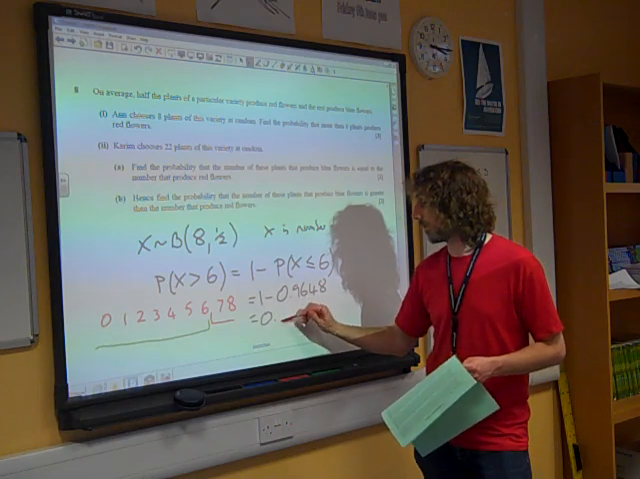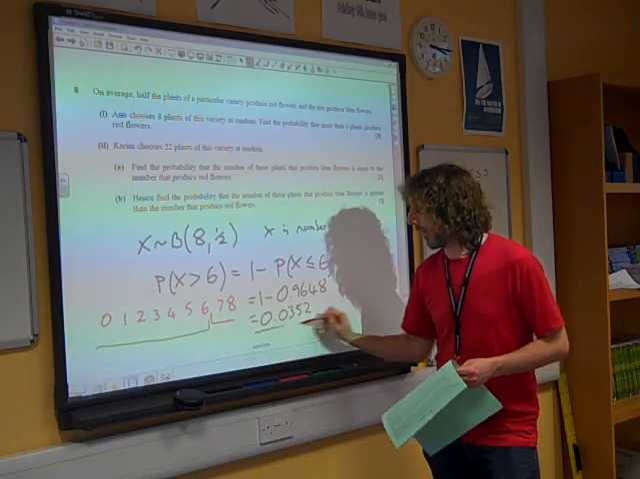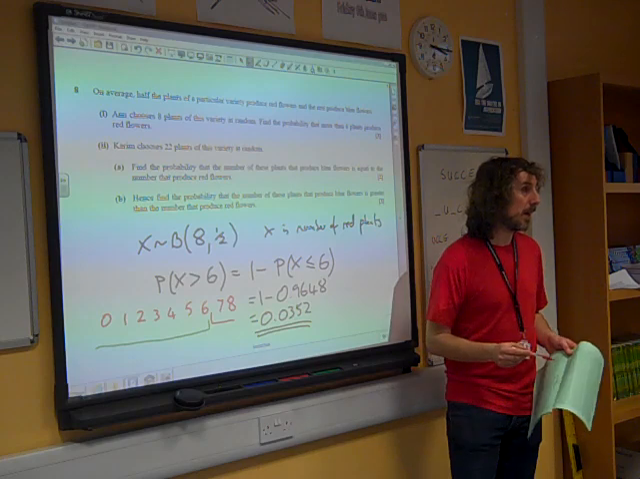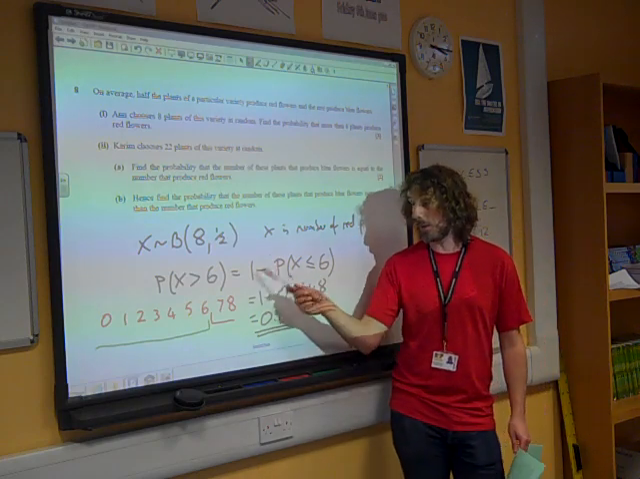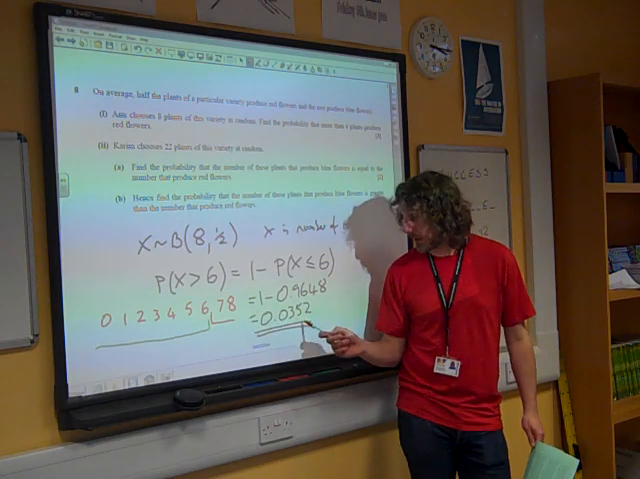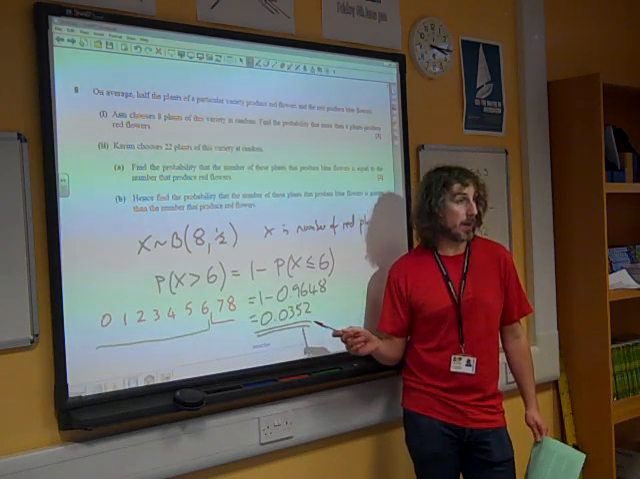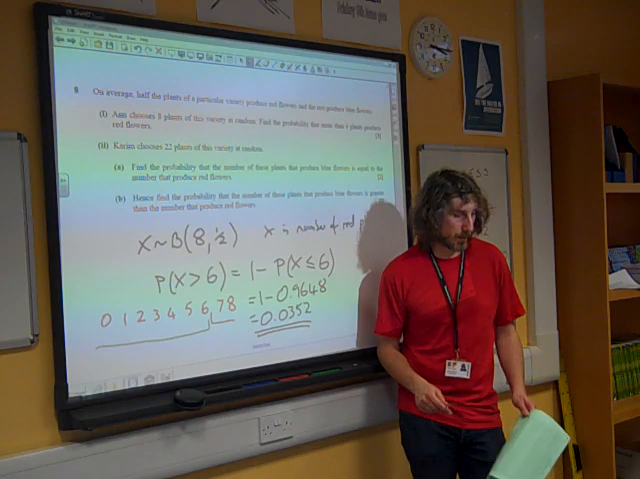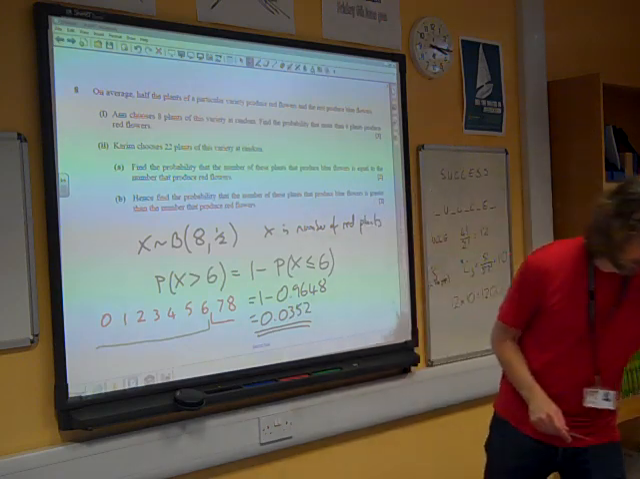And that's it. If you had done this working out the probability of X being 7 and the probability of X being 8, you would have got that same value to 3 significant figures. So you could have done it that way as well.